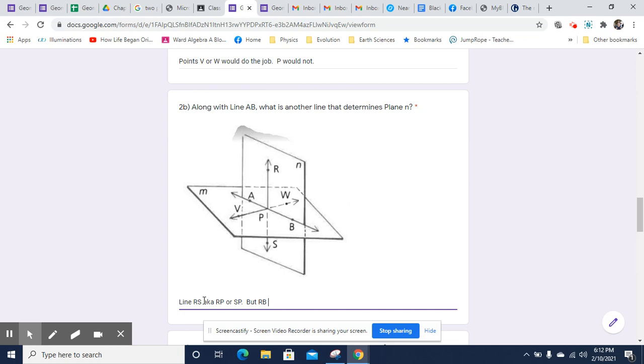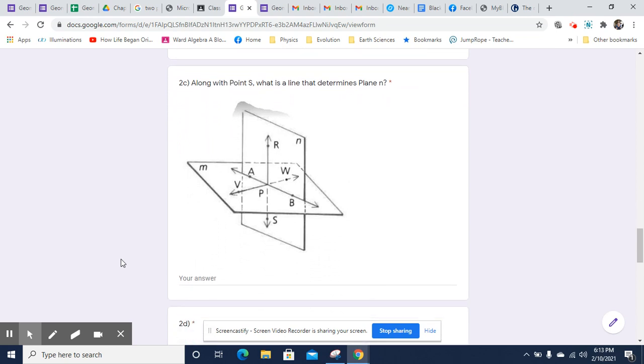but RB, RA, BS, and AS also all determine plane N along with AB. Okay, because they intersect AB. If they intersect AB or if they were parallel, and there's no lines that are clearly defined as parallel to RS or to AB, but there are definitely lines that intersect AB. AR, BR, SB, AS, all of those intersect. And so intersecting lines determine a plane.